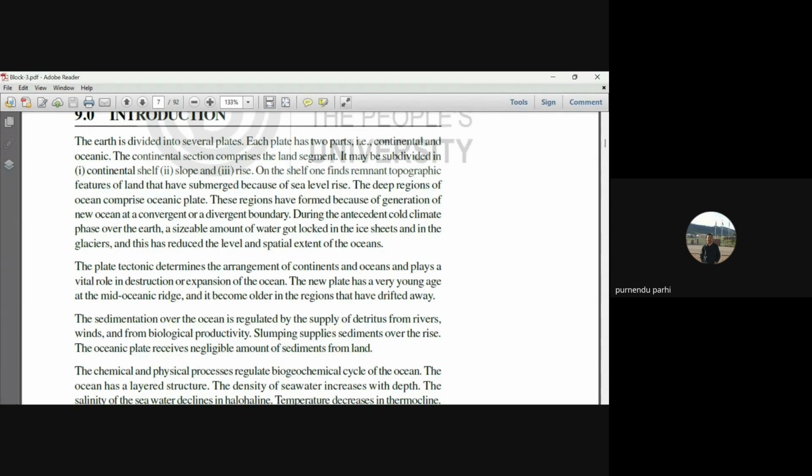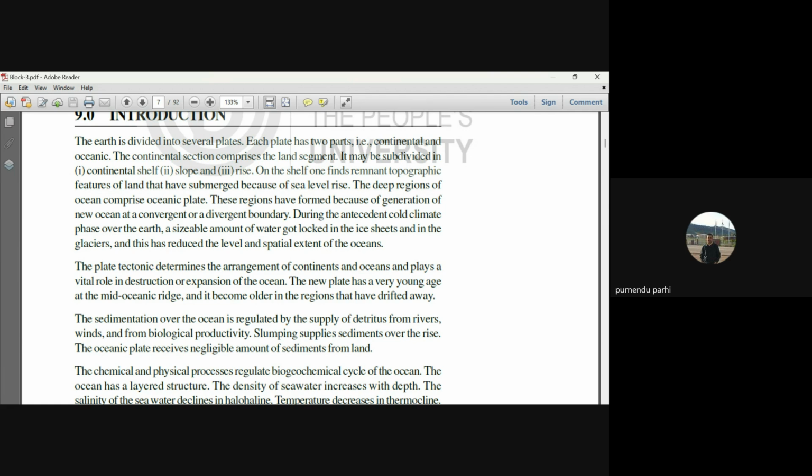The earth is divided into several plates. Each plate has two parts, continental and oceanic. The continental section comprises the land segment. It may be subdivided into continental shelf, slope, and rise. On the shelf, one finds remnant topography features of land that have submerged because of sea level rise. The deep region of the ocean comprises the ocean plate. These regions have formed because of generation of new ocean at the convergent or divergent boundary.